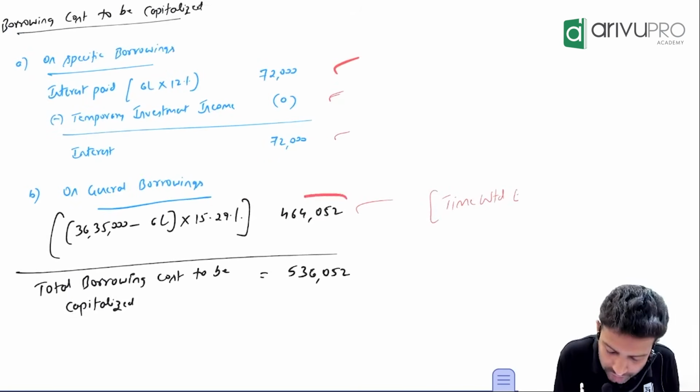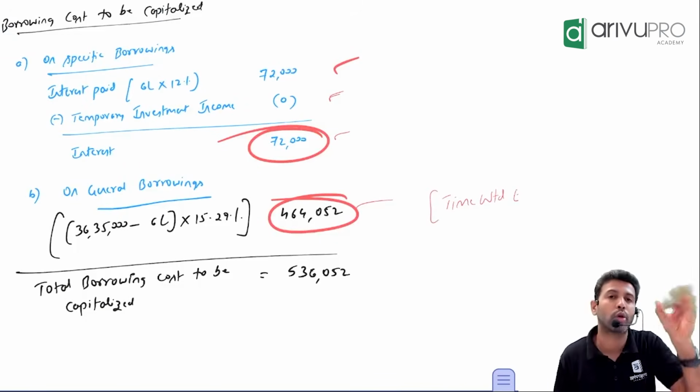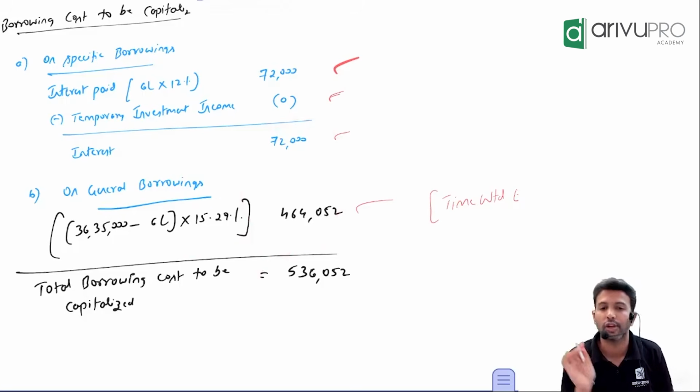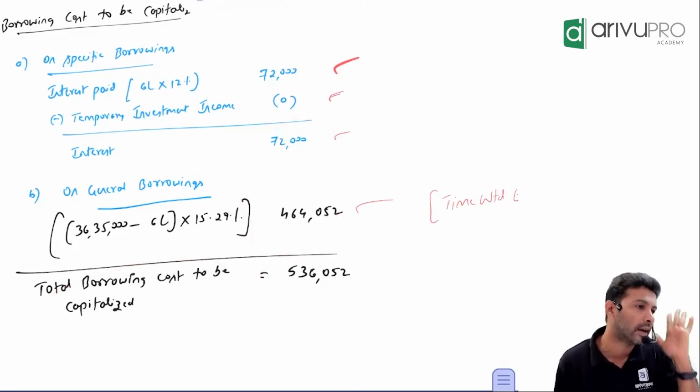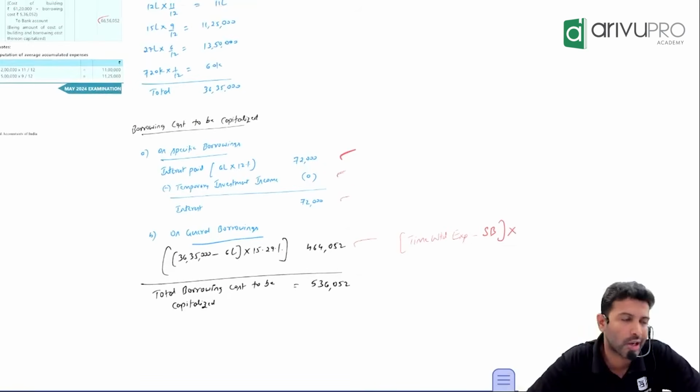From general borrowing, this much you will capitalize. From specific borrowing, that much you will capitalize. So totally how much? Adding these two, you will get 5,36,052. That is the total borrowing cost which should get capitalized to the cost of the building. That's all. Done? This is an important question, and this type has come a few times.